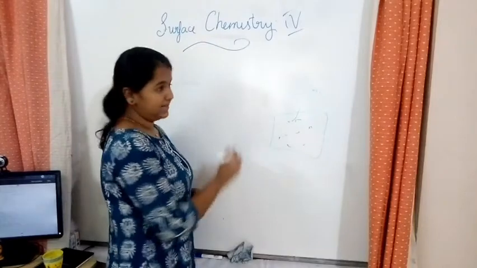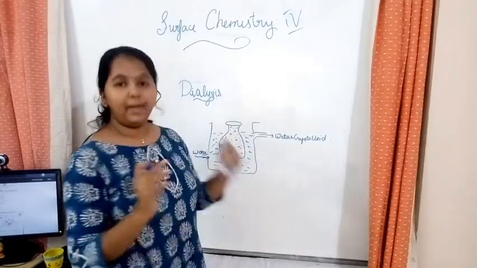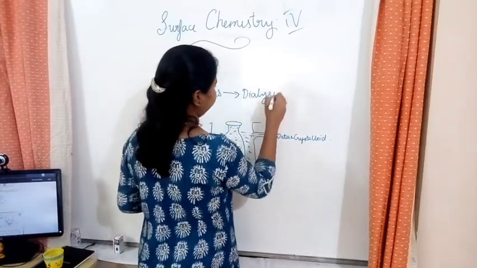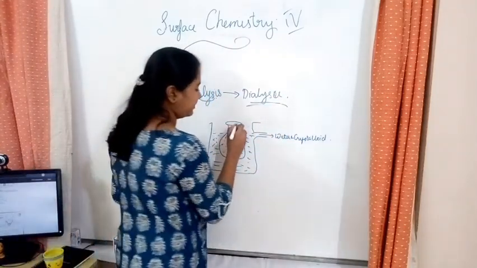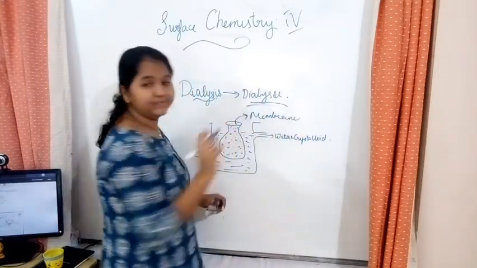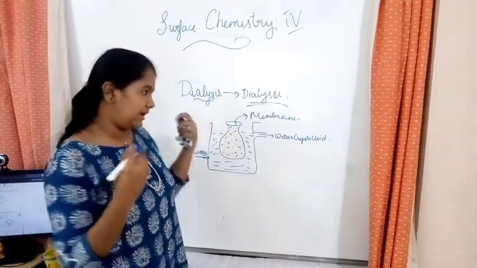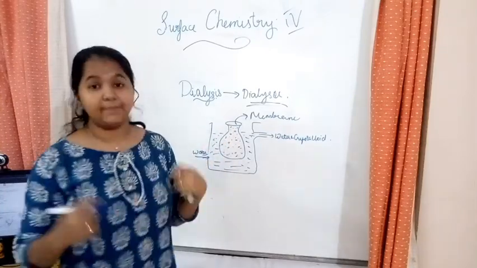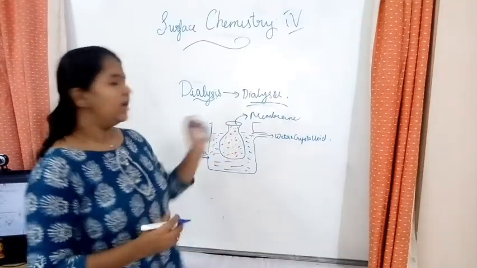So, let's learn about dialysis. Here, the apparatus used is known as a dialyzer. This is the apparatus, and this is a membrane. The membrane is either made up of animal tissue, that is, the membrane of our inner body or intestines, or else it can be parchment paper or cellophane sheets, etc. So let's learn about this.